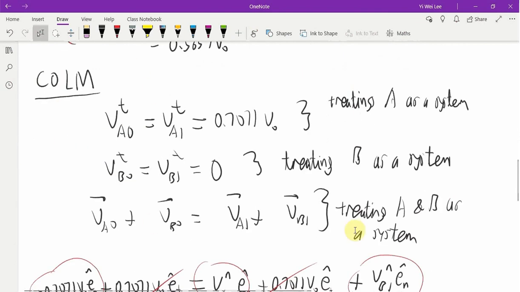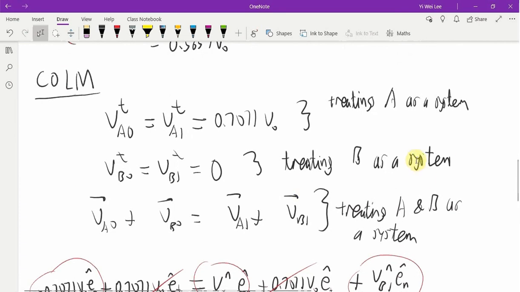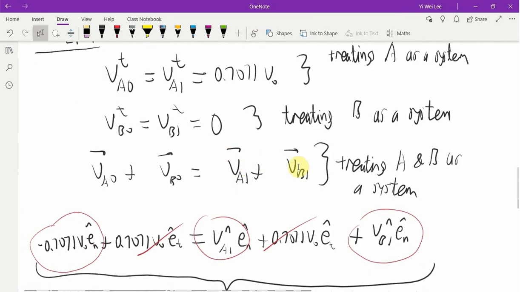Now, how do we come out with 3 equations from just the conservation of linear momentum? That is simple. First of all, we just draw a boundary at A. Treating A as a system, we get 1 equation. We treat B as a system, meaning drawing a boundary across B as a system, we get another equation. Now, if we draw a boundary across A and B, treating A and B as a system, we get another equation.